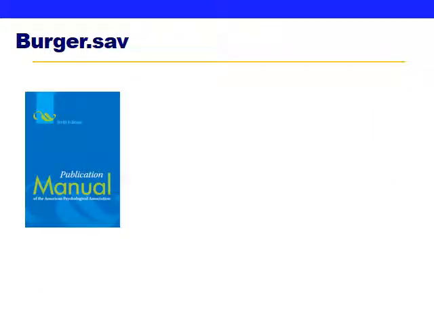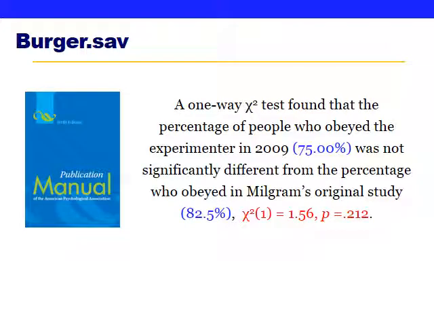If we wanted to write up our results, here's how it would look. A one-way chi-square test found that the percentage of people who obeyed the experimenter in 2009 was not significantly different from the percentage who obeyed the experimenter in Milgram's original study. In the 2009 study, 75% of people obeyed the experimenter. In the original study, 82.5% of people obeyed the experimenter. And the results of our chi-square test, specifically the p-value, tell us that that was not a significant difference.